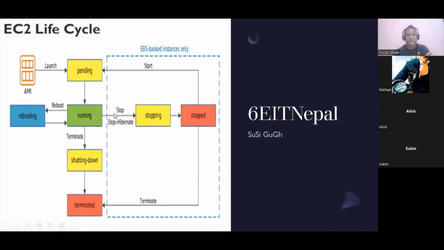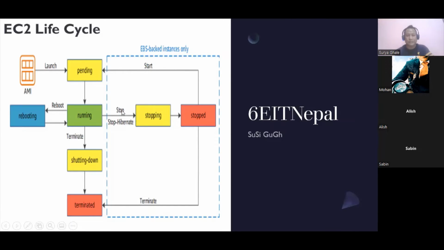Now the running instance can be stopped. Then it will go to stopping phase, then it will be stopped. Then this stopped EC2 instance can be started. I'll show you in console later. And it can be hibernated also.